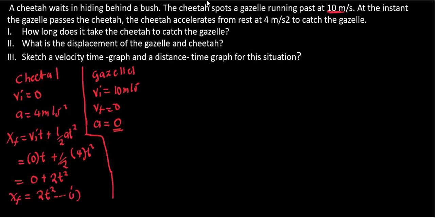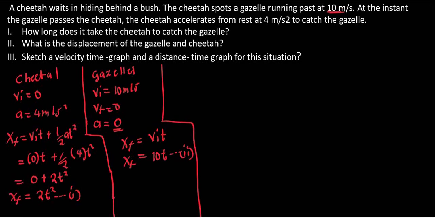Then you also do the same thing for the other side. So on this side, our acceleration is equal to what? 0. So you can just say displacement final equal to v_i t. So what was the speed the gazelle was moving at? It was 10 times time. So that is your second equation. So you have the first equation and the second equation.